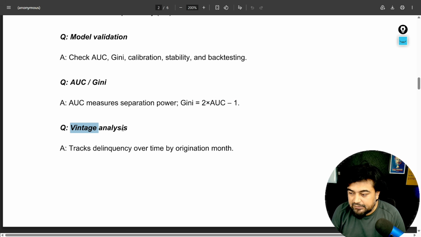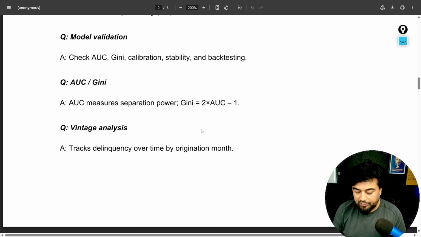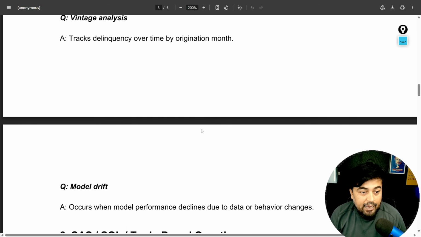Then what is vintage analysis? Very important. We track the delinquency over time by the original month. Delinquency means I did not pay my EMI for 1 month. Now I am a delinquent customer. After that, delinquency starts. Even if I default on only one EMI, I am a delinquent customer.